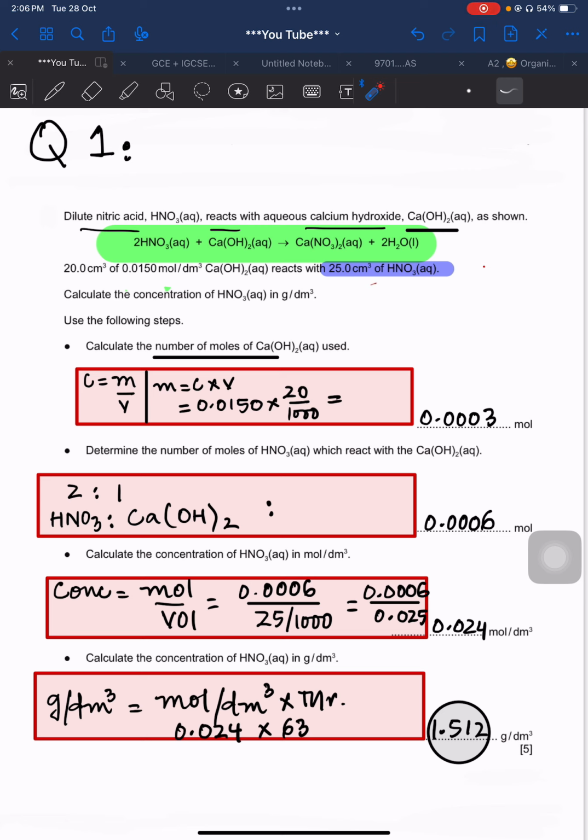Okay. So now this is the concentration in gram per decimeter cube, which is the moles per decimeter cube concentration times MR. So it is 0.024 times the MR of HNO3. It is 63. How is it 63? Hydrogen is 1, nitrogen is 14, oxygen is 16 times 3, which is 48. So when we add this whole thing, it becomes 63. When we multiply, the answer is 1.512 grams per decimeter cube.